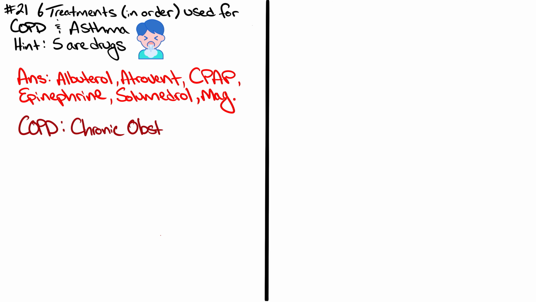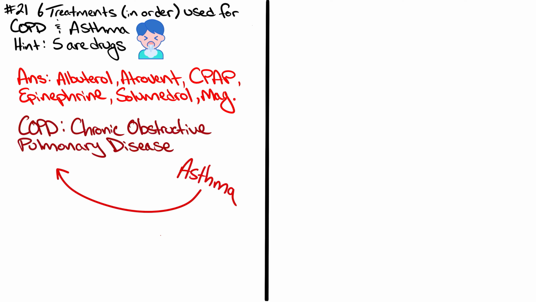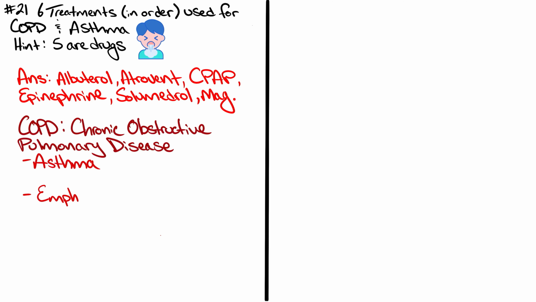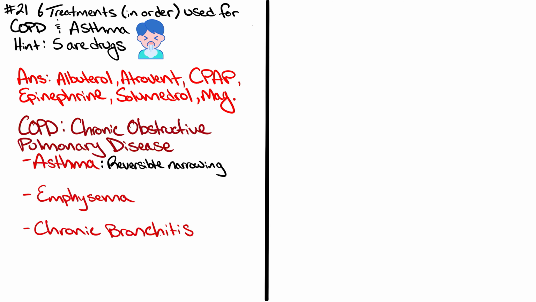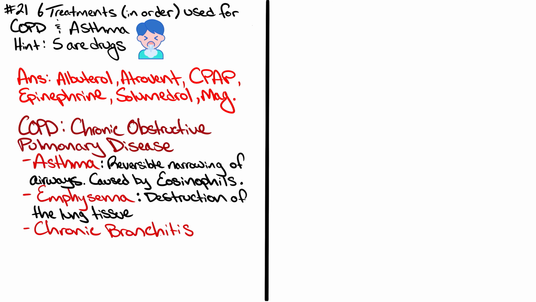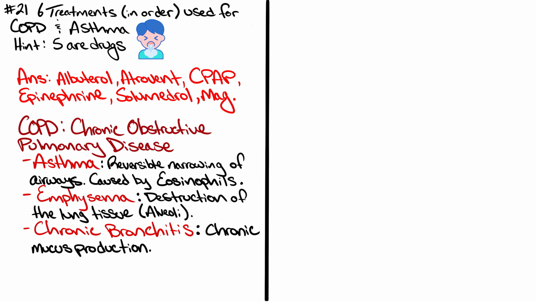sulfate. So COPD stands for chronic obstructive pulmonary disease, and asthma is actually part of COPD. COPD is kind of like a blanket term for 3 underlying conditions: asthma, emphysema, and chronic bronchitis. Asthma can be defined as a reversible narrowing of airways, usually caused by a white blood cell called an eosinophil. Emphysema is an actual destruction of the lung tissue, the alveoli. And lastly, chronic bronchitis can be defined as a chronic excess in mucus production. Oftentimes you'll see that chronic bronchitis and emphysema go together. That is, your emphysema patients will typically have chronic bronchitis and vice versa.